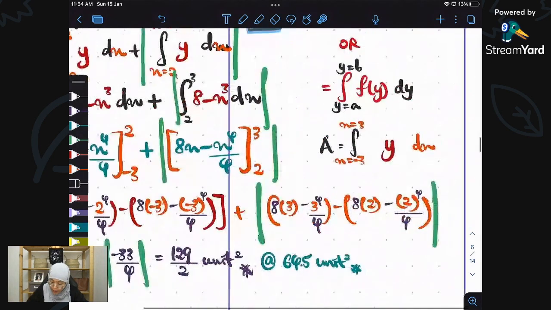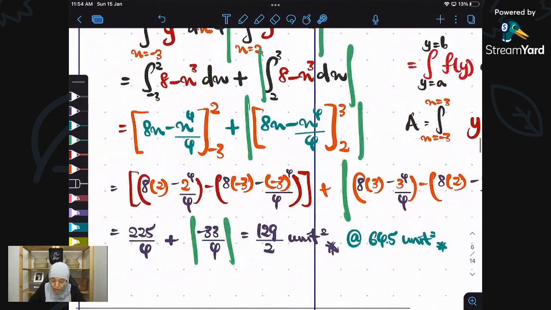As well as at the back here, masukkan 3 dan 2 ke dalam integration ini, ke dalam jawapan ini. Make sure you do that. Okay, kalau you tak buat subs in ini, you tak dapat 1 markah. Okay, you will lose 1 mark if you don't write this subs in value of X.